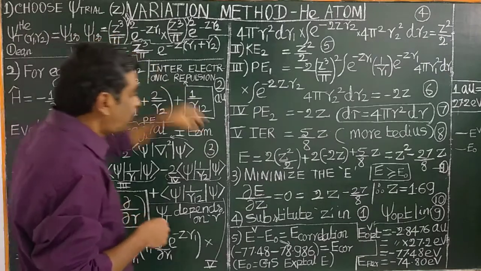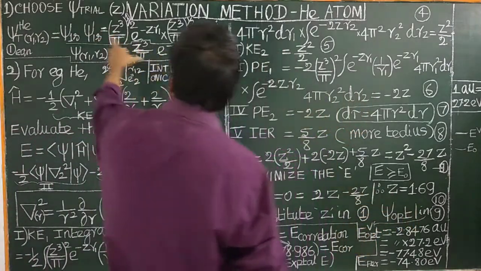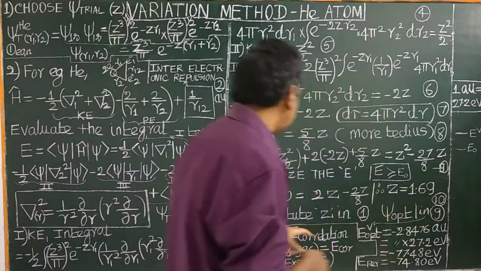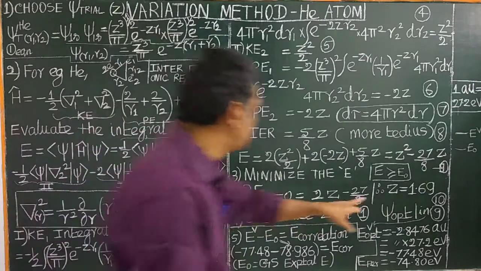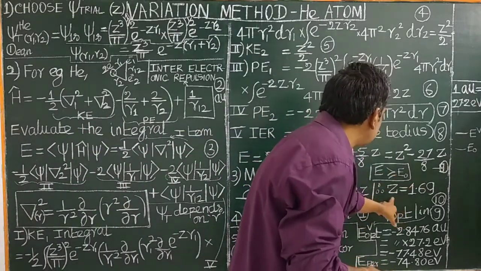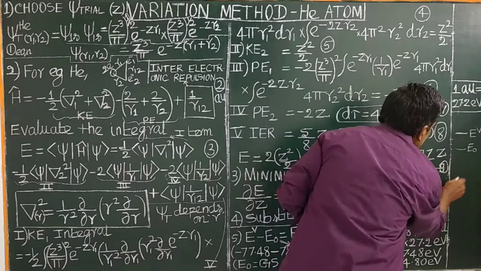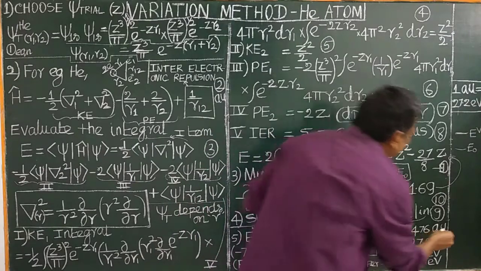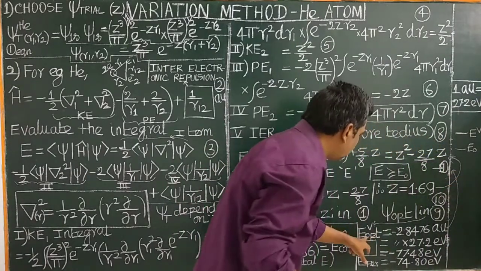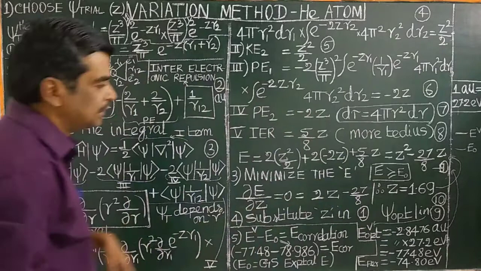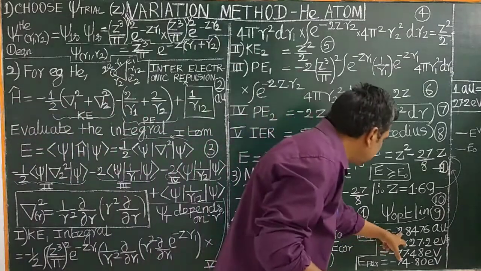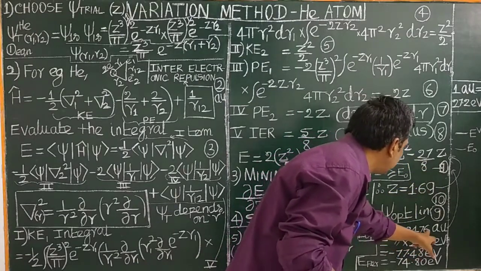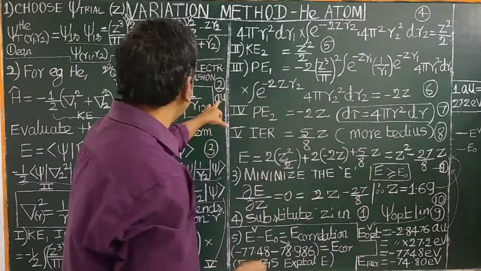Now the optimized wave function: put Z value 1.69, and the optimized wave function is obtained. Similarly, you put the Z value in the energy expression, and the E value is obtained. Therefore, the optimized variation energy, on putting Z 1.69 in this equation, is minus 2.8478 atomic units.